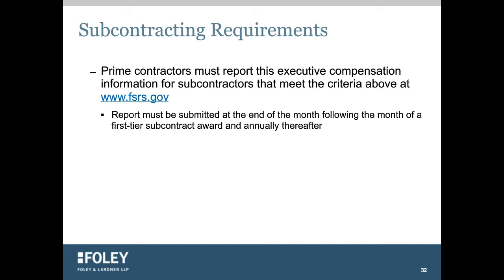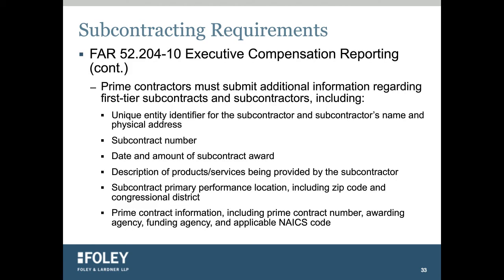The executive compensation information should be reported at the Federal Reporting Subaward System website, and it should be submitted at the end of the month following the month of first-tier subcontract award and annually thereafter. In addition to reporting first-tier subcontractor executive compensation information, prime contractors are also required to submit specific information regarding your first-tier subcontracts and subcontractors, and you can see some of the examples of that information listed here.